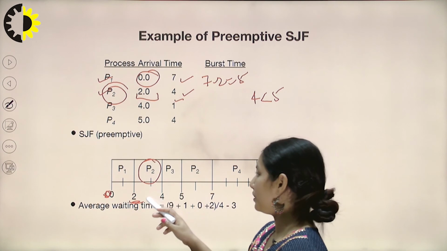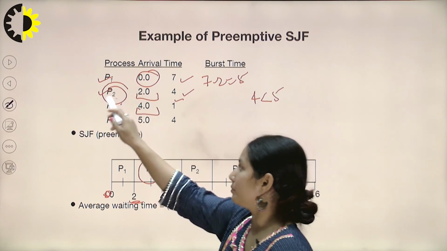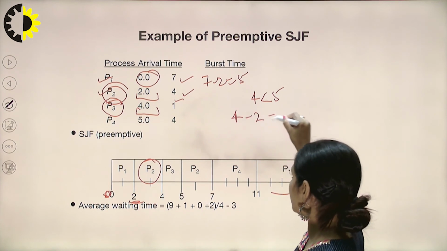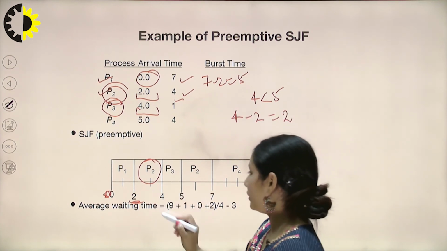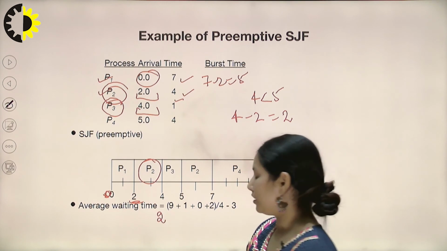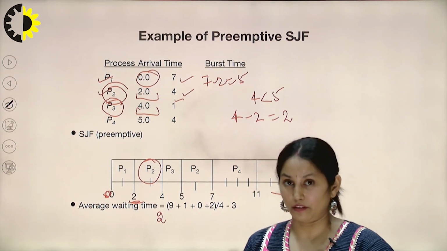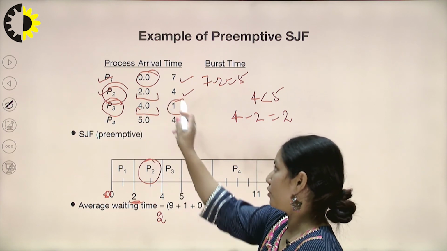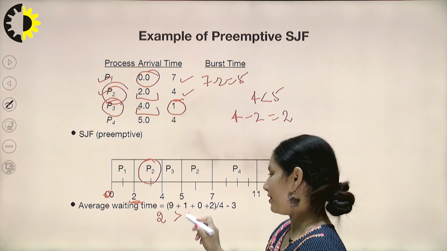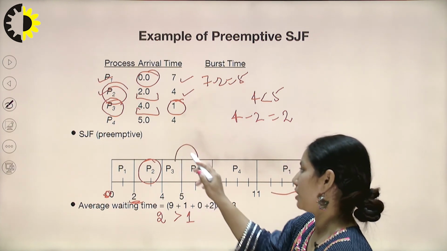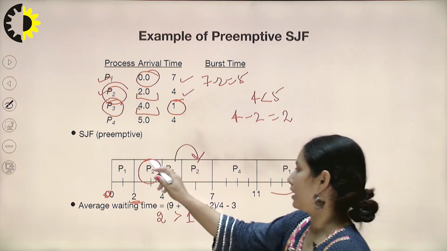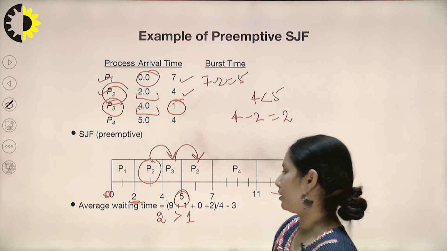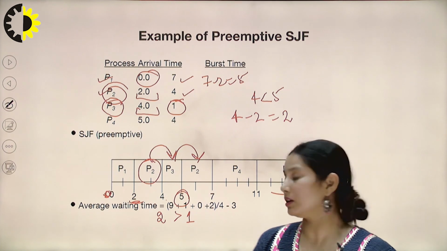Now P2 will execute up to 4, because at 4 you will have P3. So 4 minus 2 equals 2. At this point P2 has 2 units remaining for execution, and P3, arriving at 4, has a burst of 1, which is lesser than 2. Hence, the allocation will jump to P3, up to 5, because in one unit of time it will be completed.